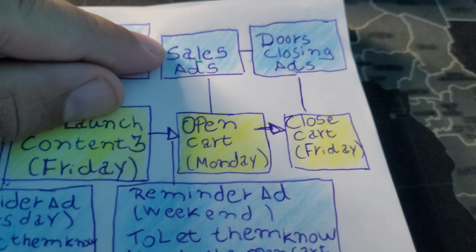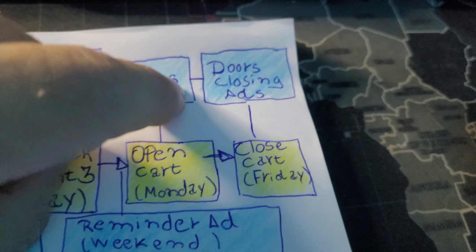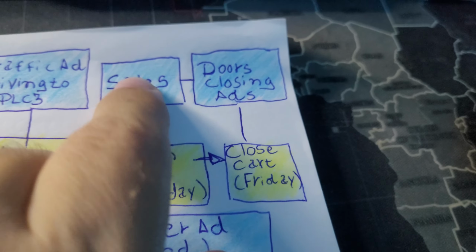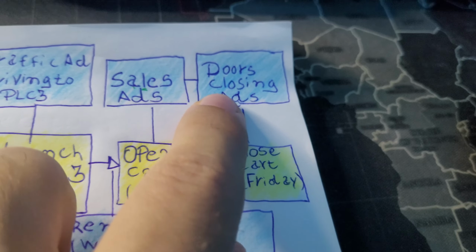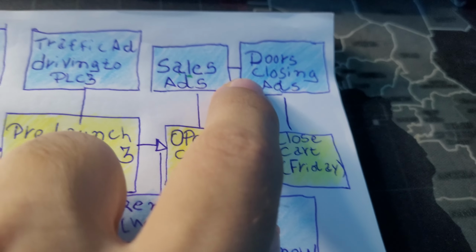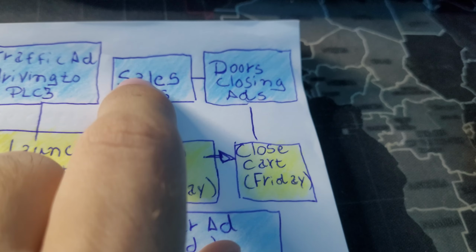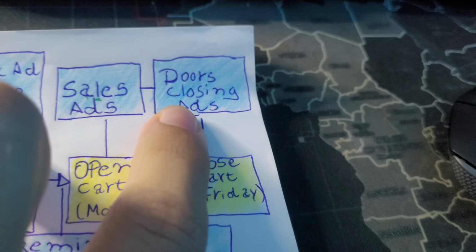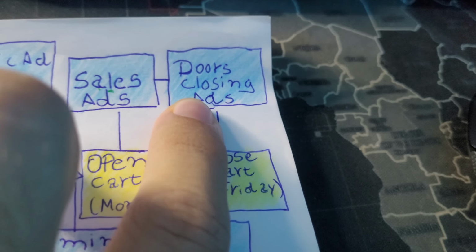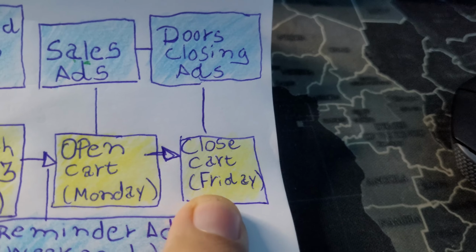You will be introducing a sales campaign aiming at purchases. And I put a line here because these two are intertwined. It's just another type of ad. The messaging is different, but both of them can be included in the same campaign because the objective is the same and they're selling the same offer. The only difference is the messaging: the doors closing ad is like, hey, 24 hours left, doors are closing, are we going to miss this opportunity? And then you close your cart on Friday.